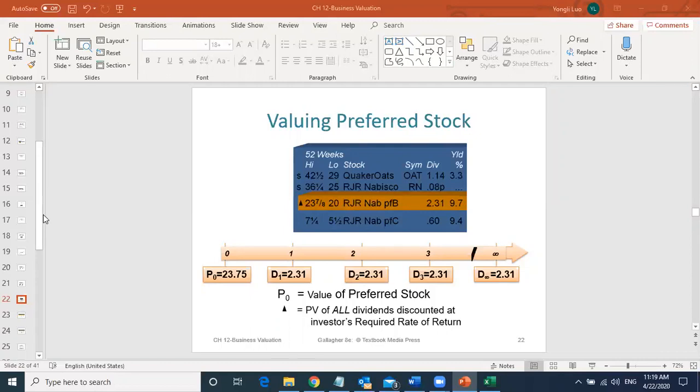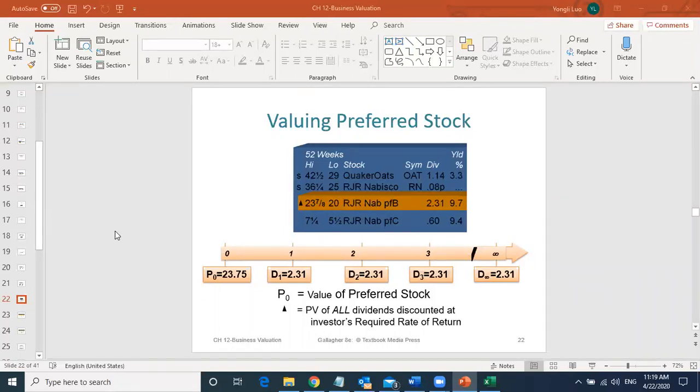Valuing stocks. We have bonds and stocks. These two are the major parts of the capital market. The capital market includes bonds and stocks. Let's make it easier for preferred stock.